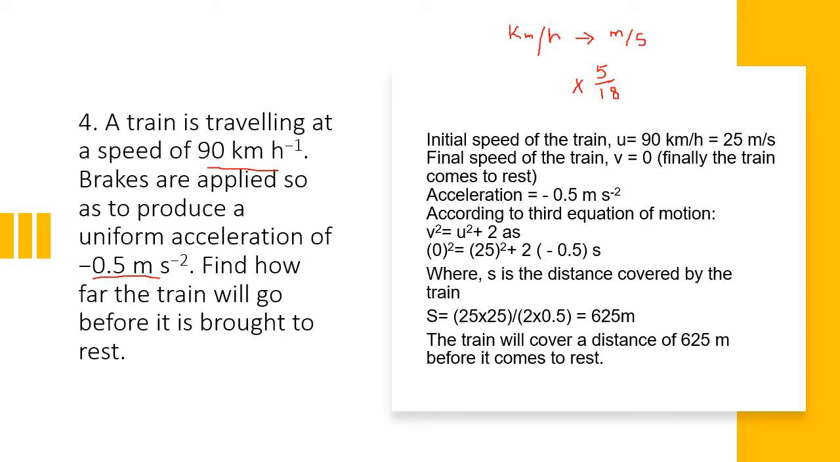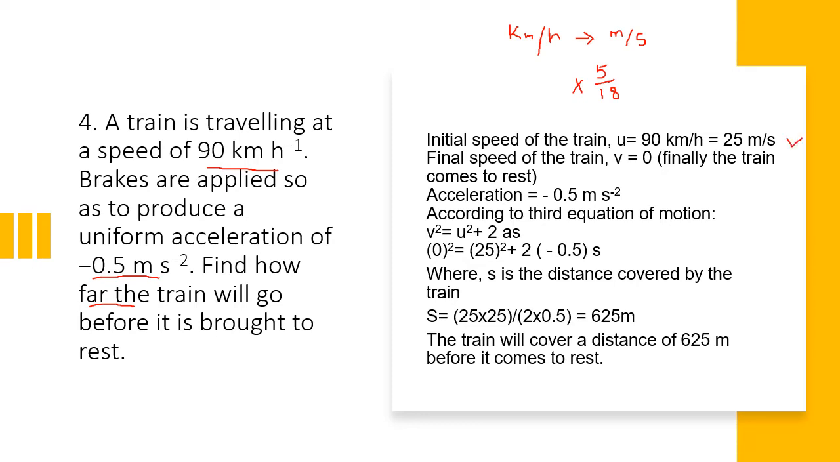Then what will be the final velocity? Initially it is traveling at 90 km per hour. Once you apply the brake, it will give a negative force on a moving body, right? So the train will stop. So the final velocity will be 0. Find how far the train will go before it is brought to rest. So what is the distance the train covered before the rest position? Okay, so we'll write all the given values. So the initial speed of the train is 90 km per hour.